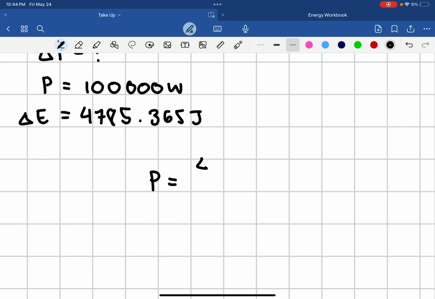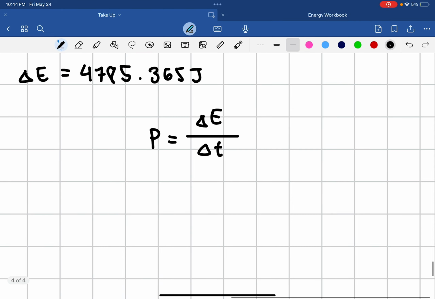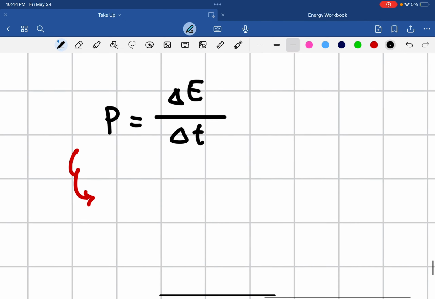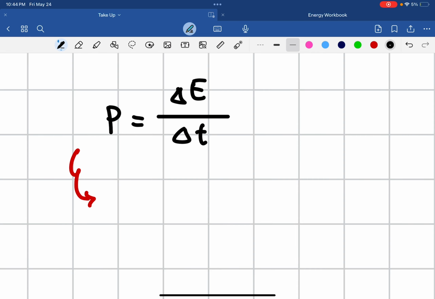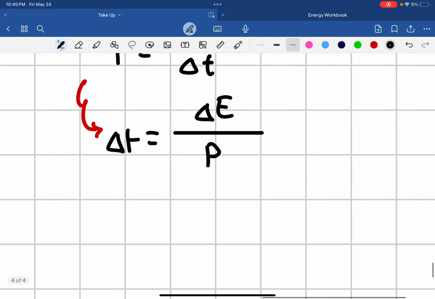Our equation is power equals delta E over delta T. But again, we can rearrange by moving power onto the denominator to isolate for time. So delta T is now equal to delta E over power.